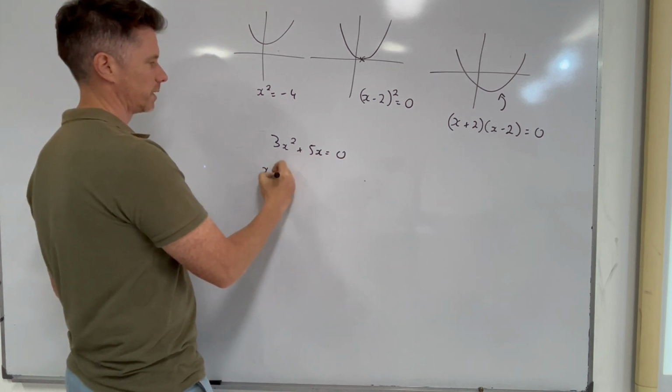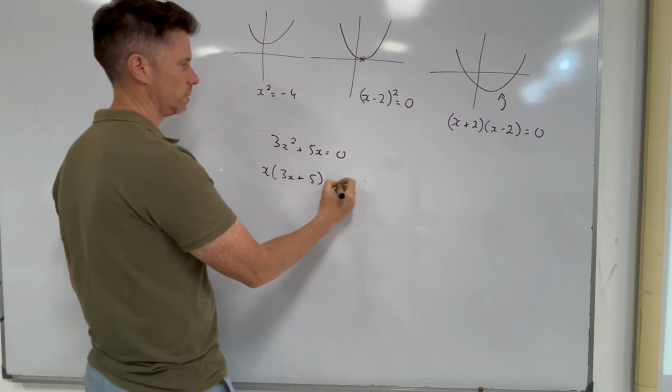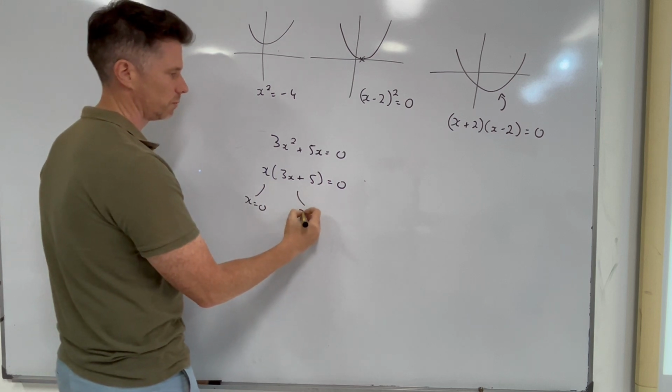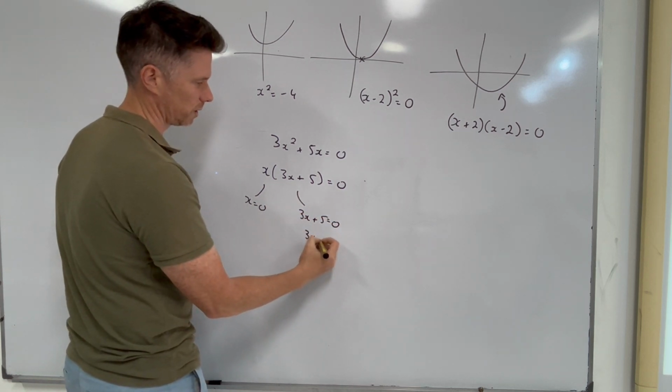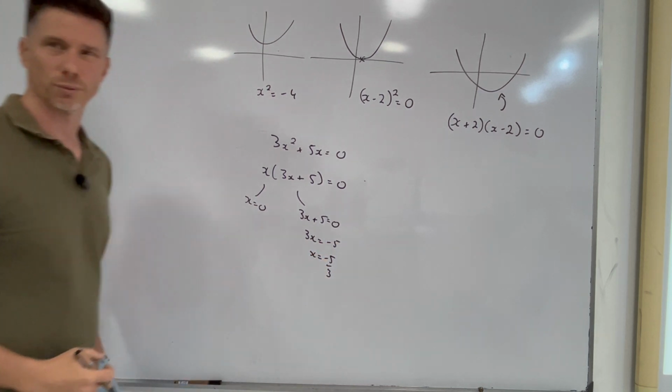Factor out what we can factor out. So we get x is common to both. So this is a common factor type. And now we use the null factor law. And 3x plus 5 is equal to 0. Bring the 5 over so we get negative 5, and x is negative 5 over 3. So hopefully we're happy on that.